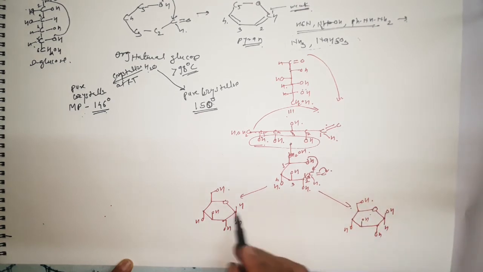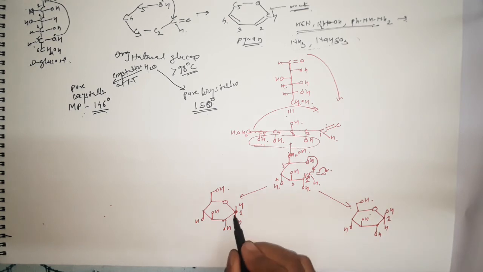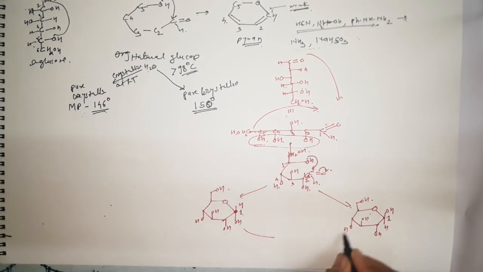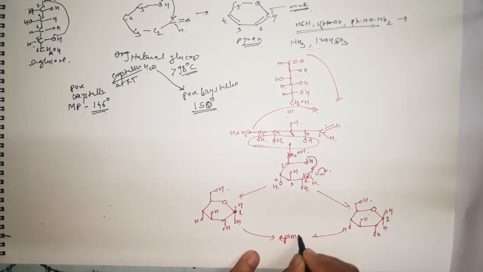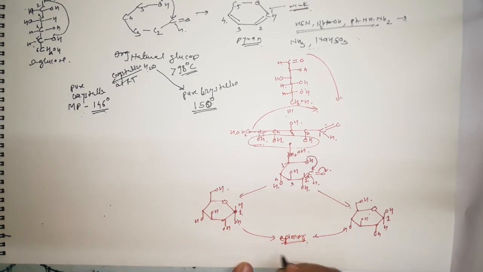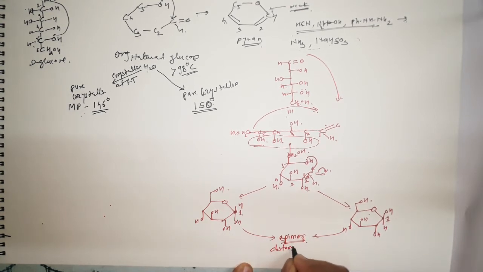So, what is the difference between these two isomers? The difference is at the C1 position. So only the orientation of OH at the C1 position differs, therefore these two are epimers. And these two are diastereomers, because they are two different isomers.